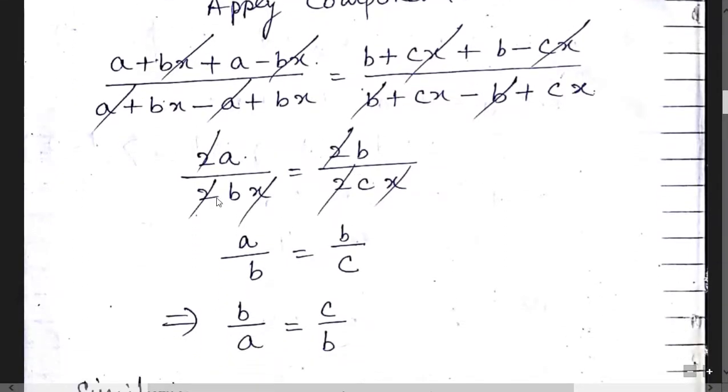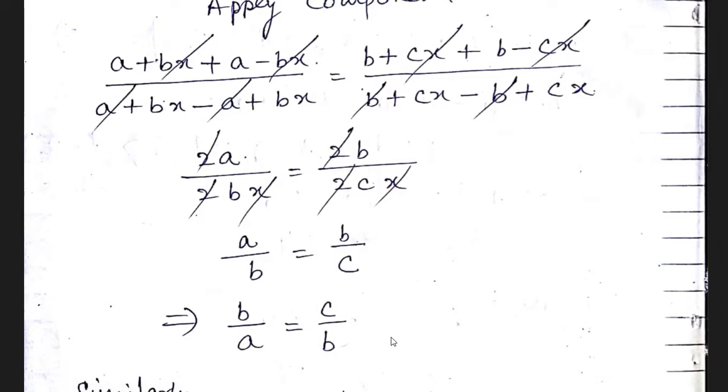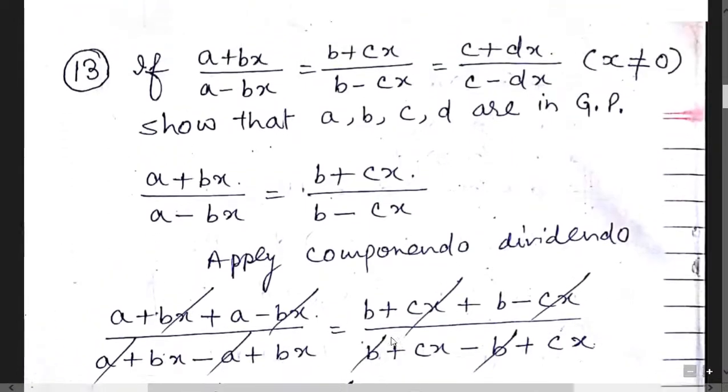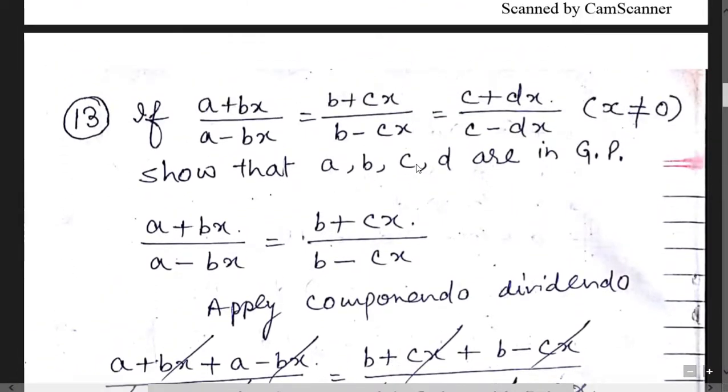It means you will find A over B is equal to B over C. And you can write this equation as B over A is equal to C over B, just by inverting the terms on the left hand side and right hand side. Now what is the meaning of this? It means B over A is equal to C over B. It means the first three terms are in GP.